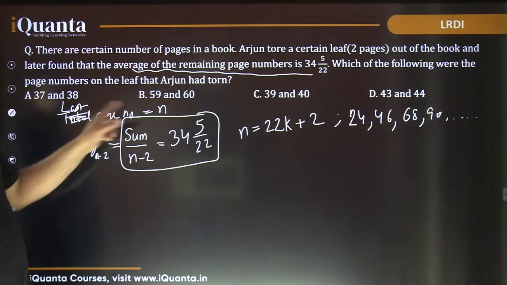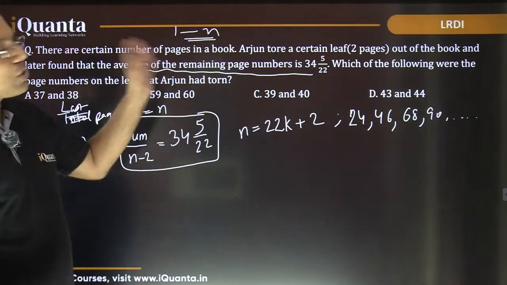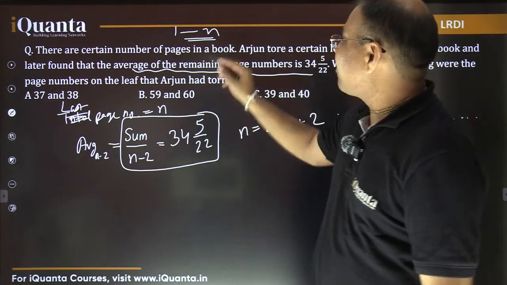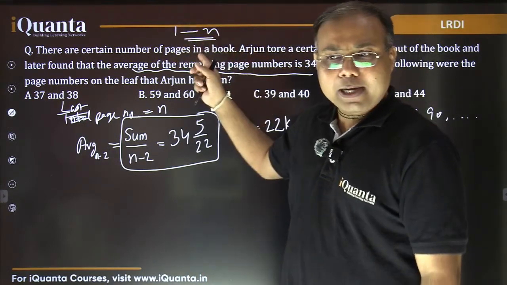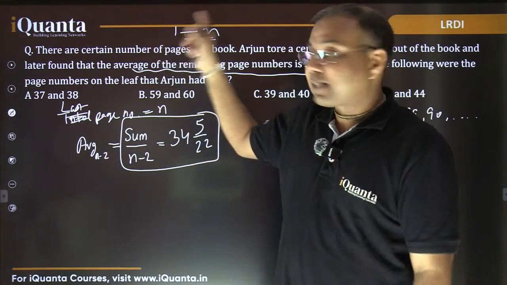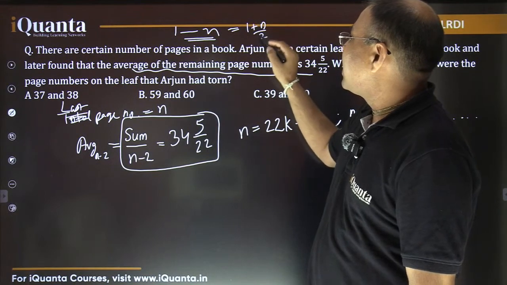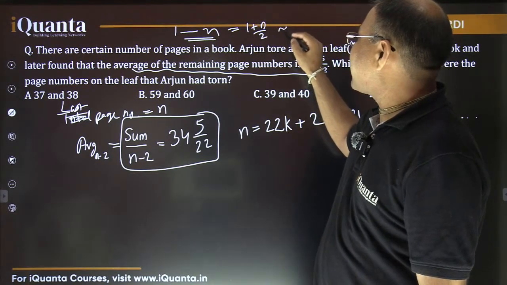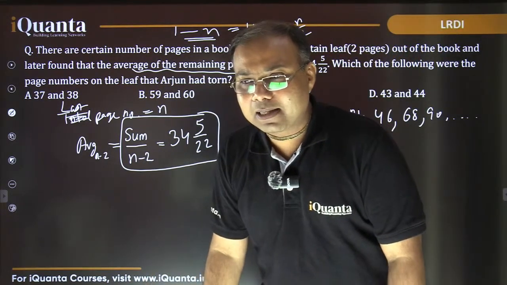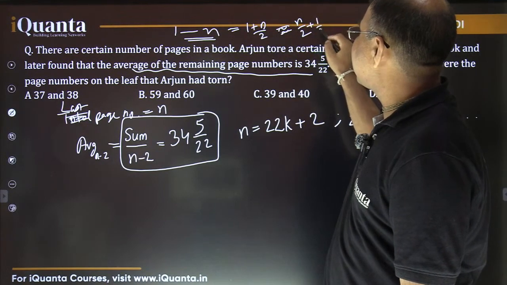अगर 1 से लेके n तक, if we find the average of all the page numbers, this average is going to be 1 plus n by 2. They are all consecutive numbers, they are in AP. We just discussed that. First plus last by 2. If n is a large number, approximately I can say n by 2. Or basically exactly देखें तो it is n by 2 plus 1 by 2.